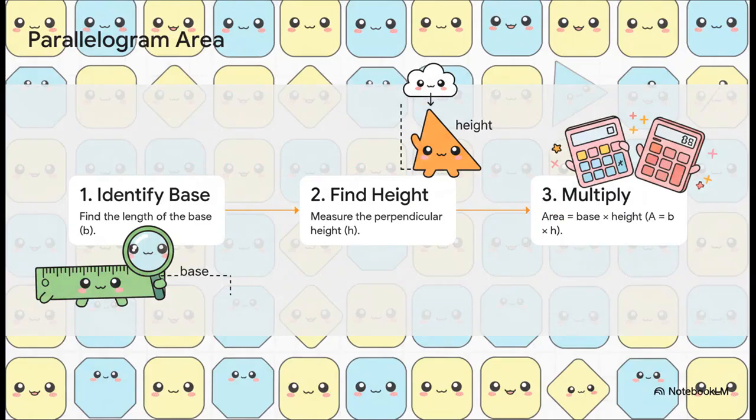All you need is the length of one of the flat sides, we call that the base, and then you need the height, but not the slanted height, the straight up and down 90-degree perpendicular height. You multiply those two, and boom, you've got the area. For example, if a parallelogram has a base of 8 meters and its height is 5 meters, the area is just 40 square meters. It's really that simple.